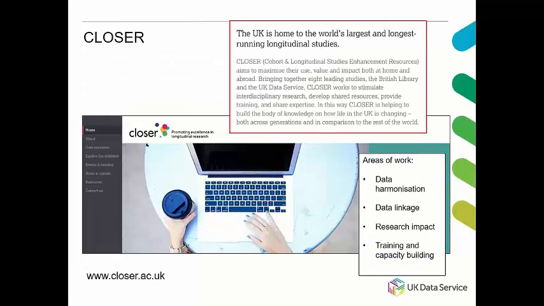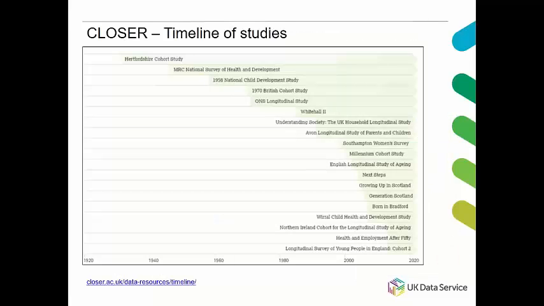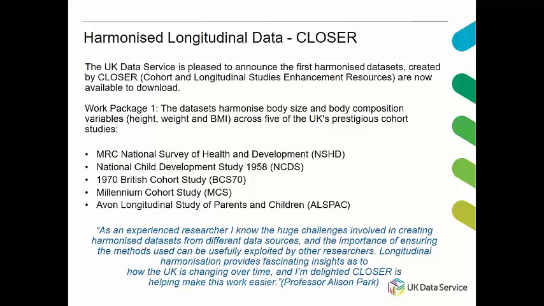You can find that. I also listed, if you remember, in the beginning, some examples for our longitudinal data that we hold. So the CLOSER, the Cohort and Longitudinal Studies Enhancement Resources, which basically aims to maximize the use, the value and impact that they have. So they deal with data harmonization, data linkage, and training and capacity building, for example. Here is a nice overview. It's a timeline of studies that they hold. So here you can see which are all included. Again, the link is there.